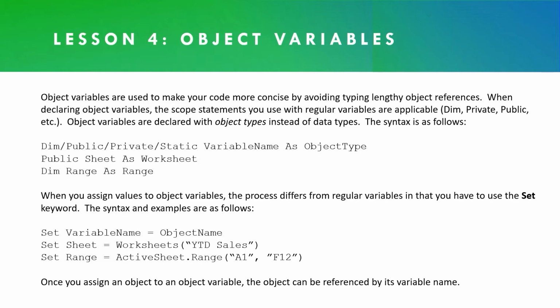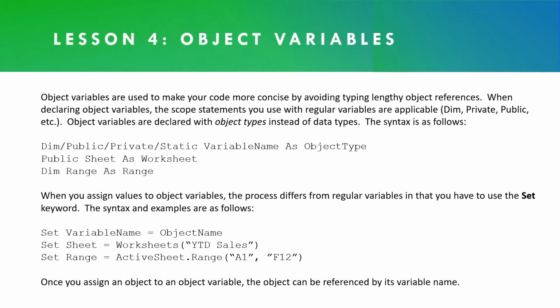When you assign values to object variables, you have to use the Set keyword. So your basic syntax would be Set variable name equal object name. Set sheet equal Worksheets("Year-to-Date Sales"). Set range equal ActiveSheet.Range("A1:F12"). Once you assign an object to an object variable, the object can be referenced by its variable name.